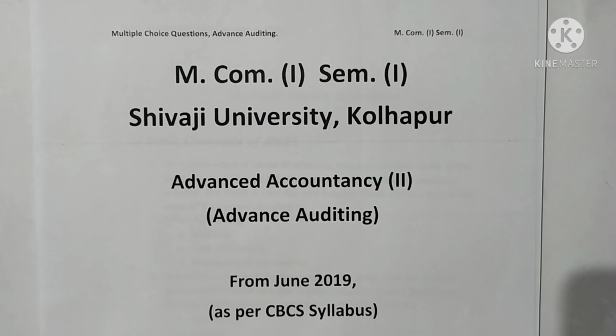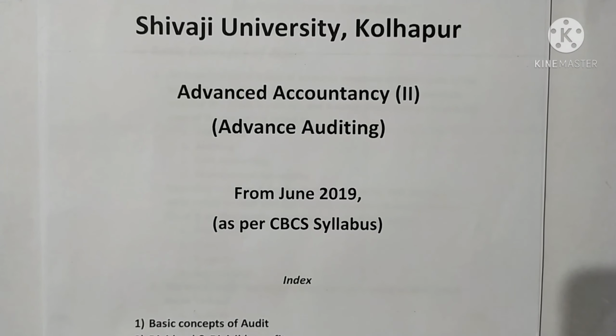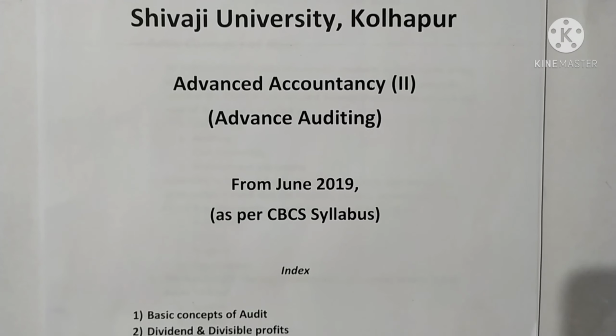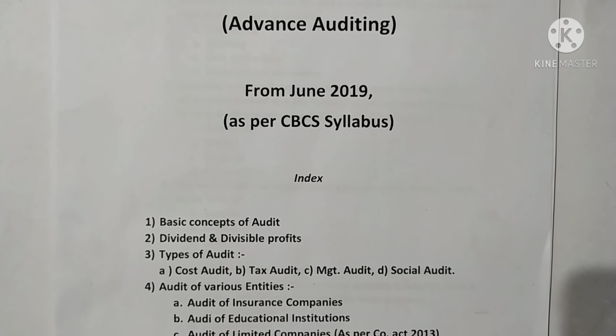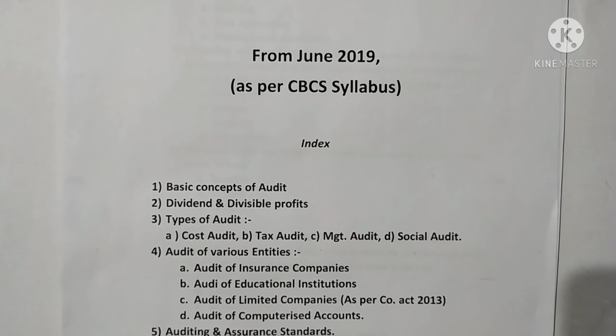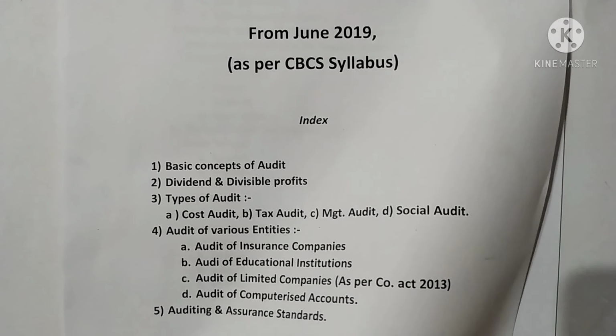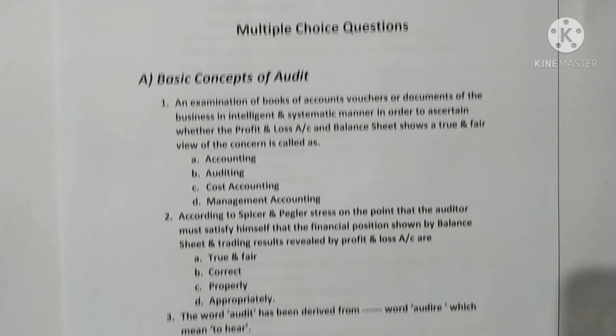We are going to discuss the multiple choice questions on Advanced Accountancy Paper 2, Advanced Auditing, as per the CBCS pattern introduced from June 2019. Units covered: basic concept of audit, dividend and divisible profits, types of audit of various entities, and the last one, auditing and insurance standards. We go to question number one.